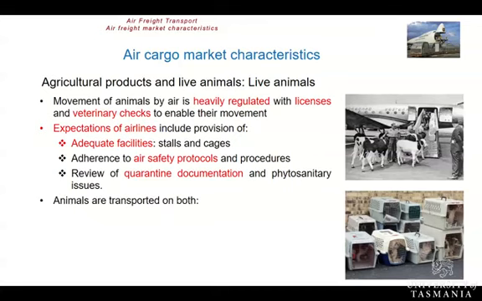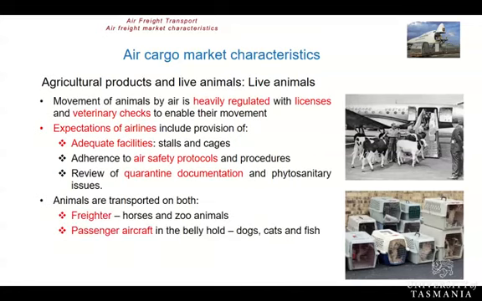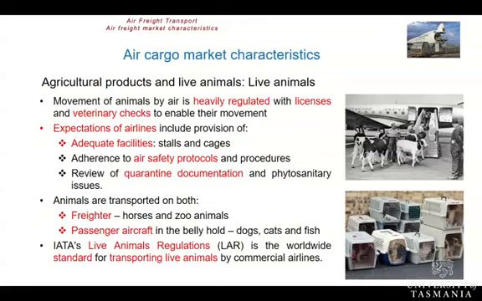Now, animals are carried by freighter and they're also carried by passenger aircraft. Freighters more likely the larger type of animals, and pets and the like could easily go into passenger aircraft. Anybody involved in that particular sector would be right across IATA's live animal regulation, which is the worldwide standard for transporting live animals.